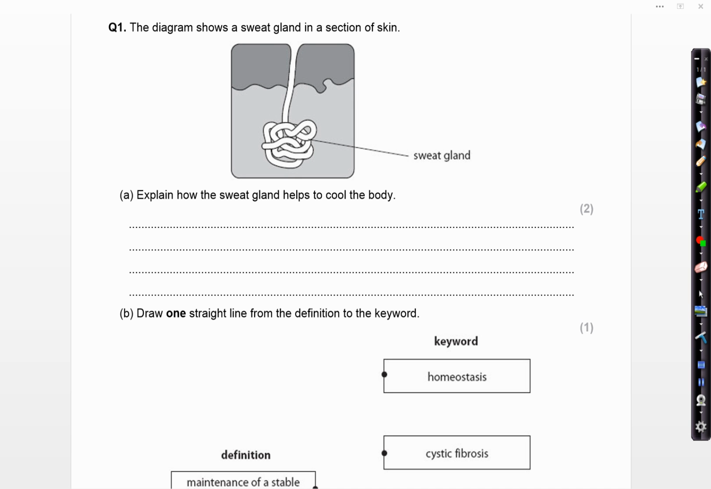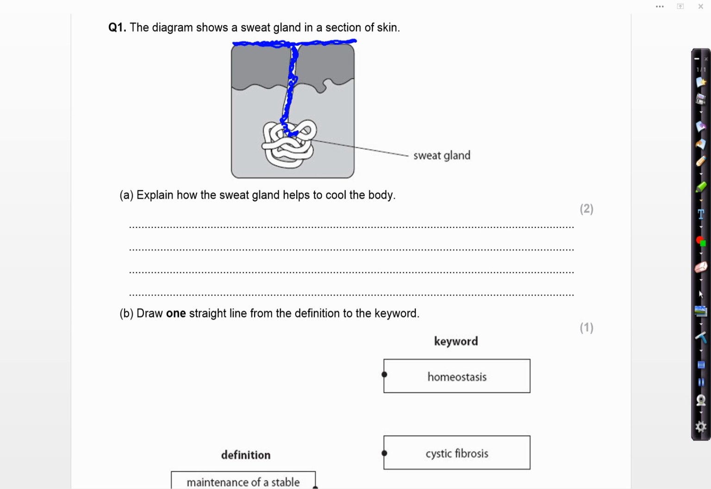So let's begin by looking at question 1. The diagram shows a sweat gland in a section of skin. Here we've got the sweat gland, and this should be a familiar diagram for you. And you know that the sweat, sort of liquid water, bit of salt in it, comes up the channel and it basically lies on the surface of the skin.